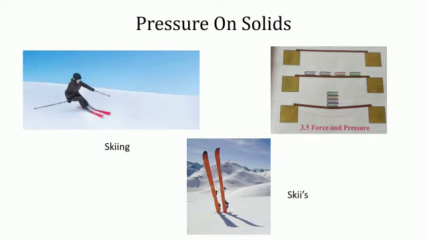Pressure on solids. When a weight is kept on a solid, pressure is exerted on it. The pressure depends upon the value of the weight and the contact area between the two. Example, skiing. Skis are designed to minimize the pressure of the weight of the person pushing down on the snow so that the person doesn't sink in the deep snow. Skis have a large surface area. This helps the force to spread out. Here, force is the weight of the person. This lowers the pressure as the area increases.